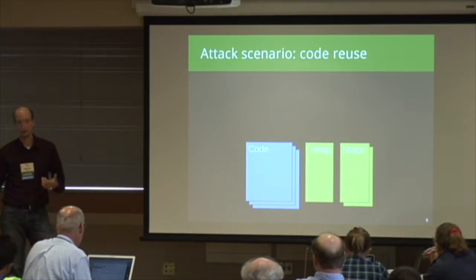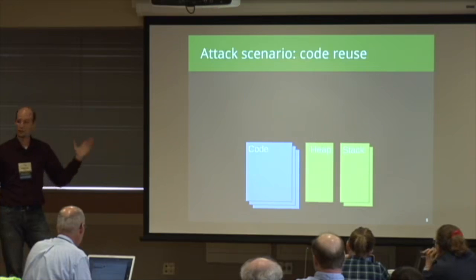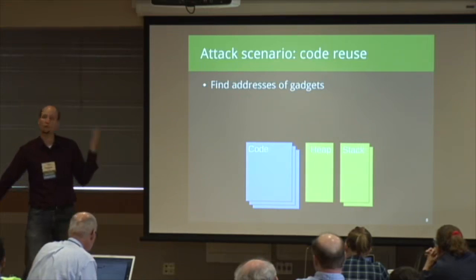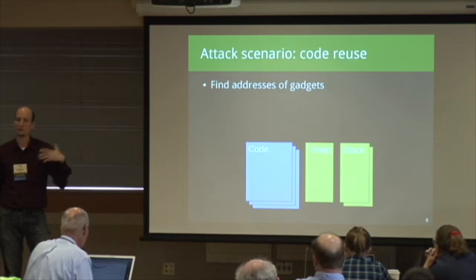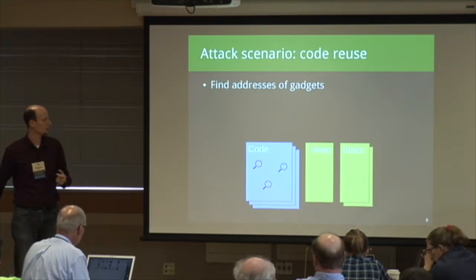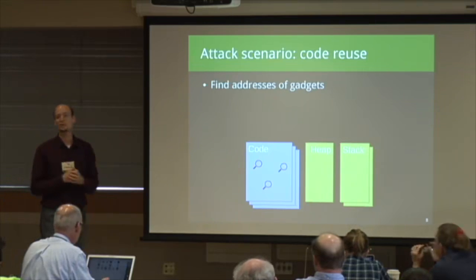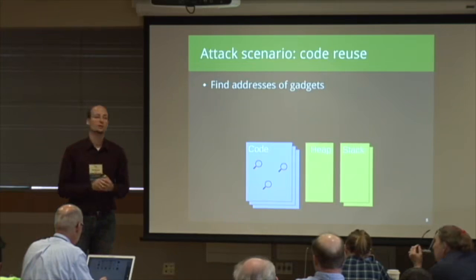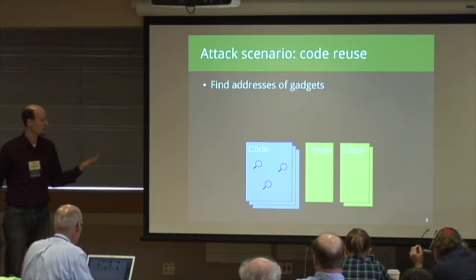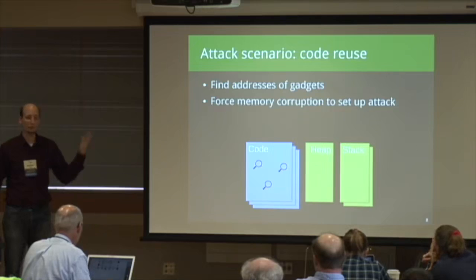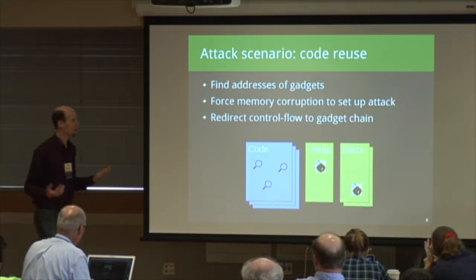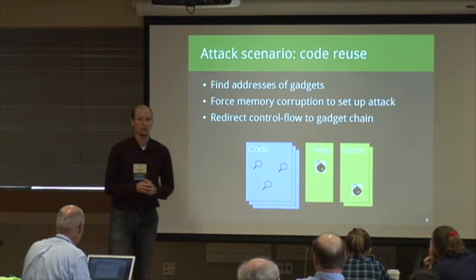And a code reuse attack works with an additional step. And it's kind of similar to the code injection attack that I described earlier. An attacker first has to find the addresses of gadgets. Think again of the jigsaw analogy. You're trying to scan the code to find different forms of pieces of code that can be stitched together to then execute the attacker's desired behavior. In the second step, the attacker forces the memory corruption, similar to the first attack, and sets up the individual data. And then the third step redirects the control flow to a gadget chain.